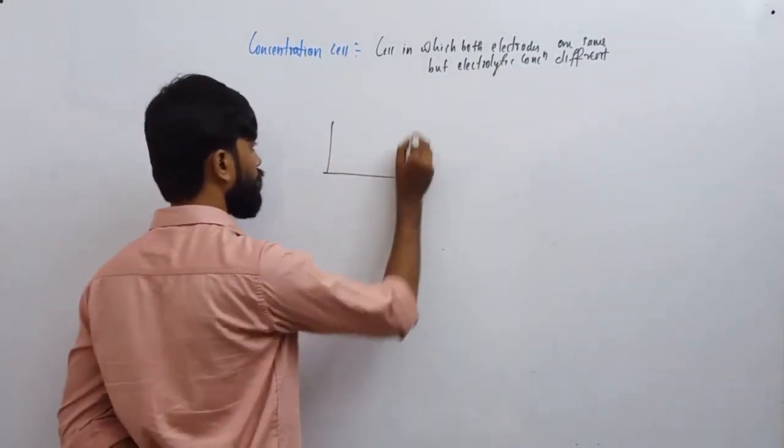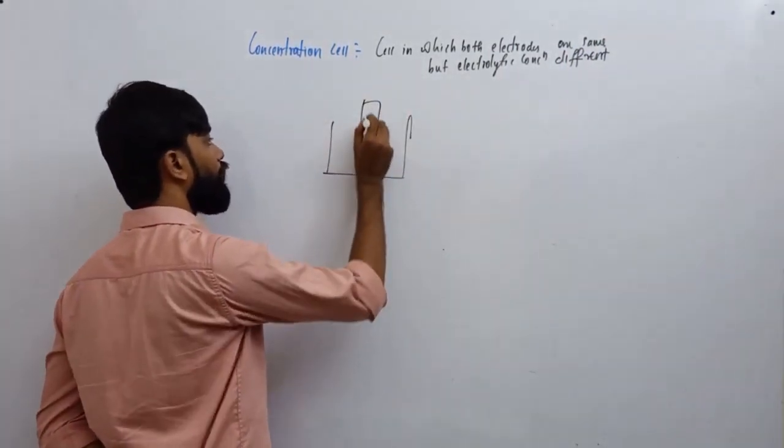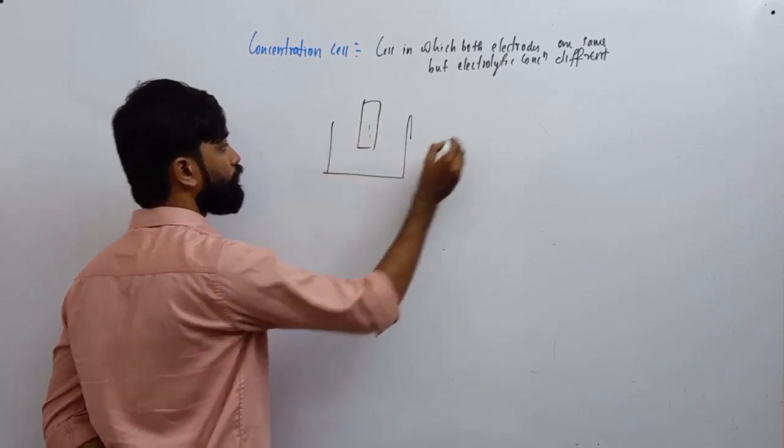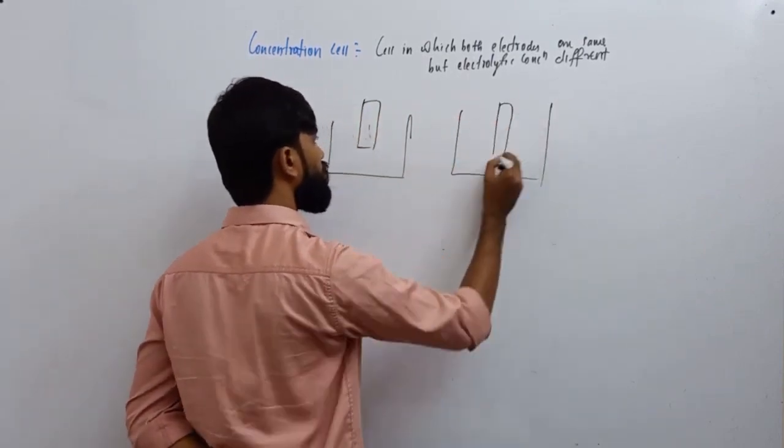For example, if I have a copper electrode, this is a galvanic cell, okay?